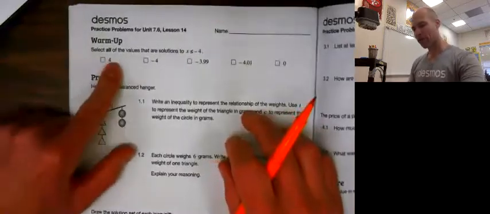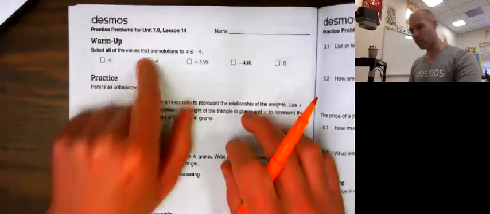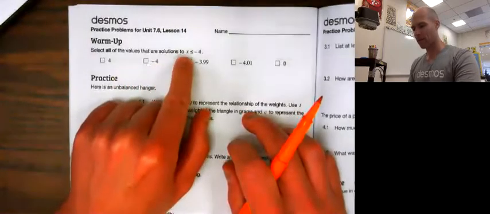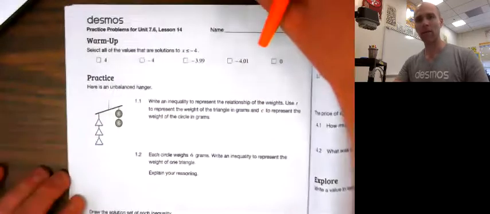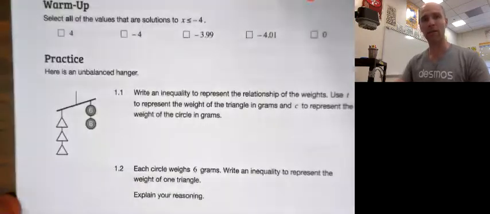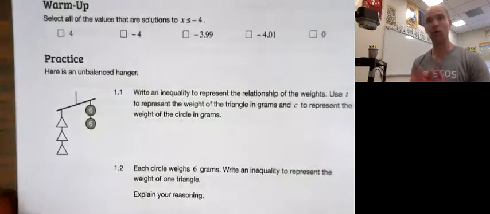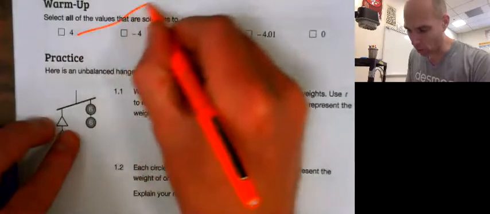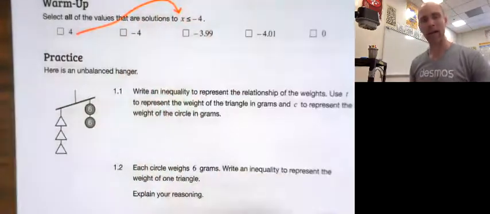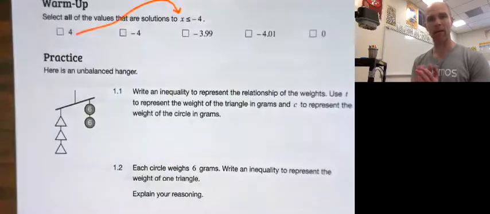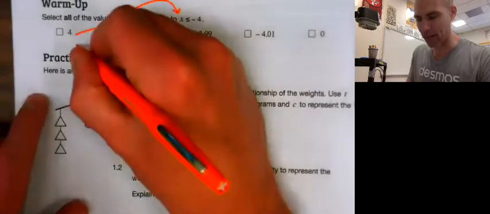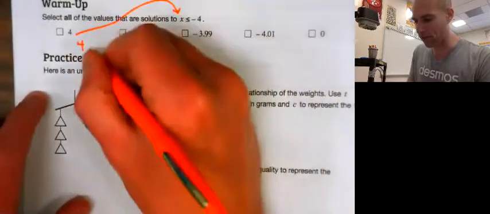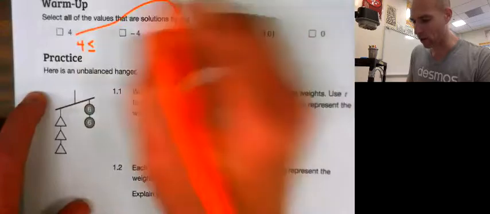So it says select all of the values that are solutions to x is less than or equal to -4. So being a solution to an inequality means it's a number that makes the inequality a true statement when you substitute the number for the variable. So like for this first one, we need to be able to put 4 where x is and get a true statement. That would make 4 a solution. So we could rewrite this instead of x is less than or equal to -4. We just put the 4 there and we get 4 is less than or equal to -4.